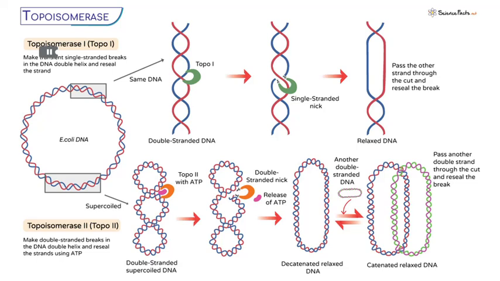topoisomerase 1 drugs, like irinotecan, can only relieve negative supercoiling, while topoisomerase 2 drugs, like podophyllin and etoposide, can relieve both positive and negative supercoiling? What is the mechanism behind this?